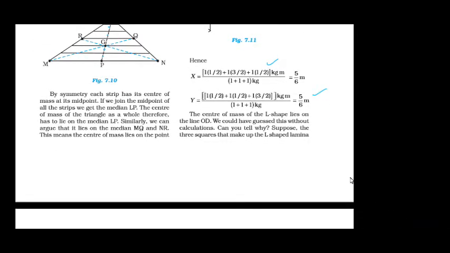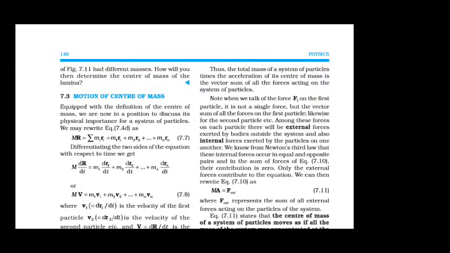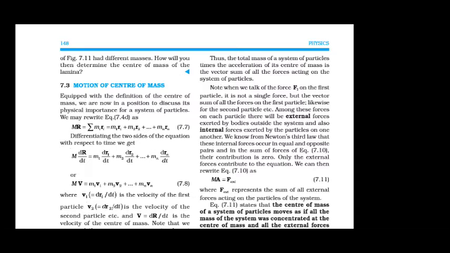The center of mass of the L-shape lies on the line OD. We could have guessed this without calculation. Suppose the three squares making up the L-shaped lamina of figure 7.11 had different masses. How will you then determine the center of mass of the lamina?